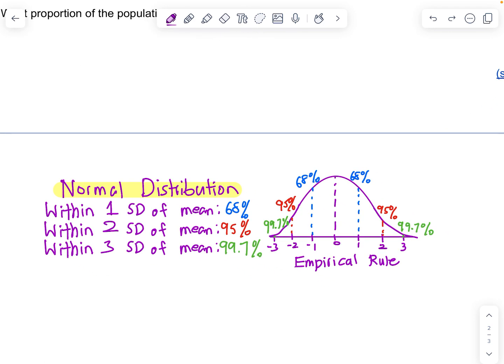So we have here something called the bell curve or the empirical rule, which shows the percentile and the standard deviations above or below the mean. In the middle is the mean, and then we have 68% of the data within one standard deviation of the mean, 95% within two standard deviations of the mean, and 99.7% within three standard deviations of the mean.